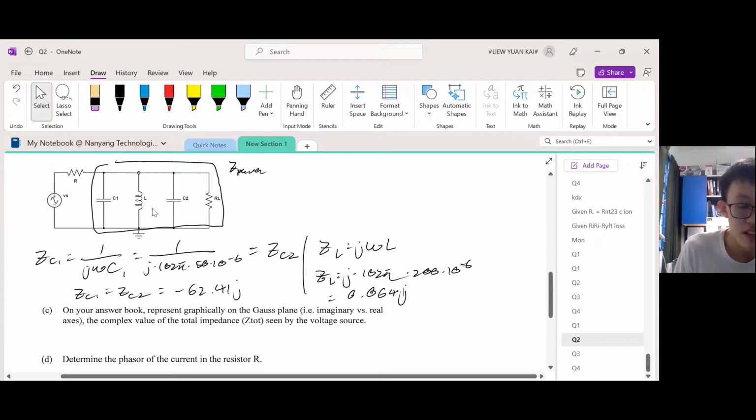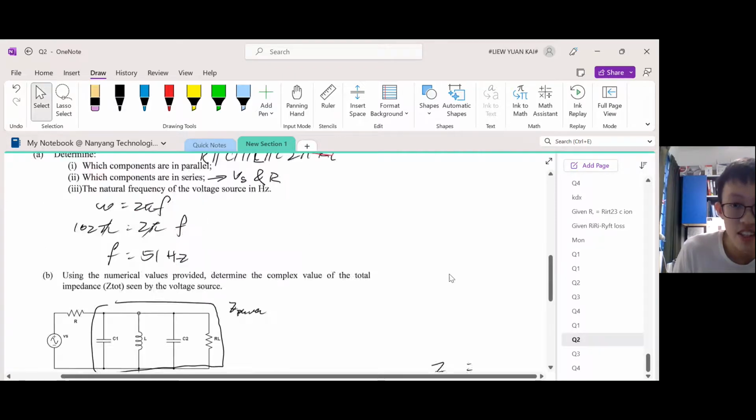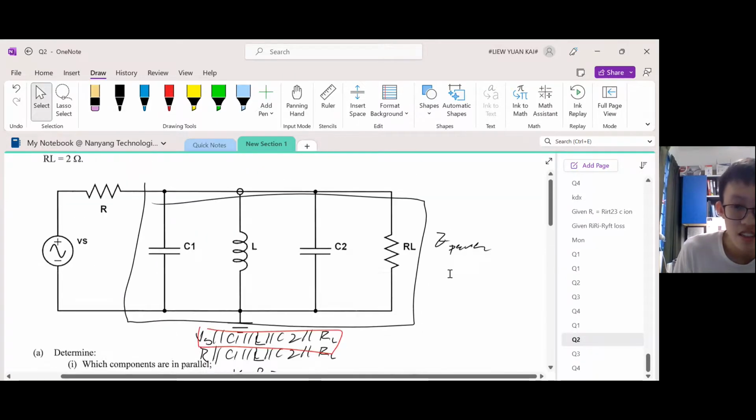And then lastly, we have ZC. Okay, ZC1 is done. ZL, ZC. Okay, and of course, Z of RL is just the resistance itself, which is 2.